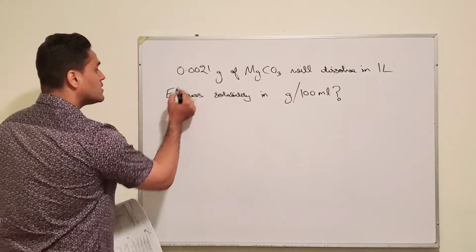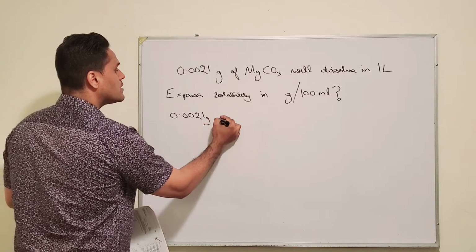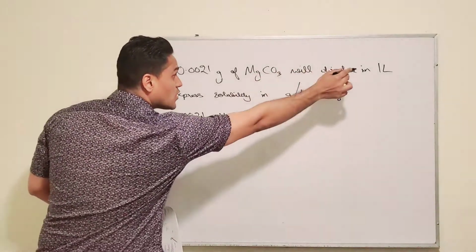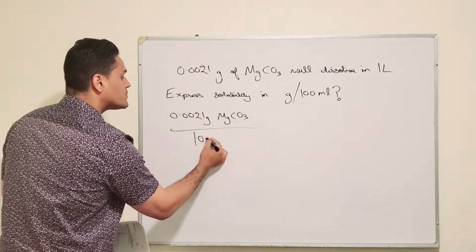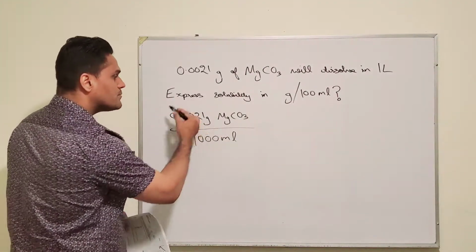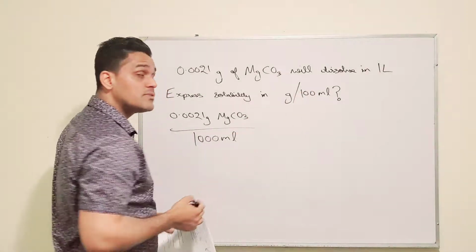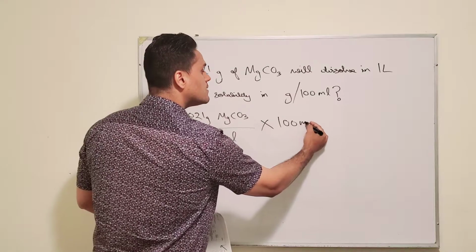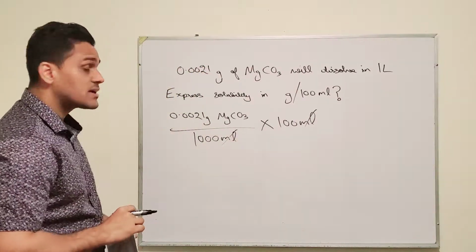So let's say we have 0.0021 grams of MgCO3, and that can dissolve in 1 liter. And guys, how much is 1 liter in ml? That's 1000 ml. So we know these many grams can dissolve in 1000 ml, and we want to know how many of those will dissolve in 100 ml. So we're just going to times by 100 ml. ml is going to cancel, and you're going to get your answer.